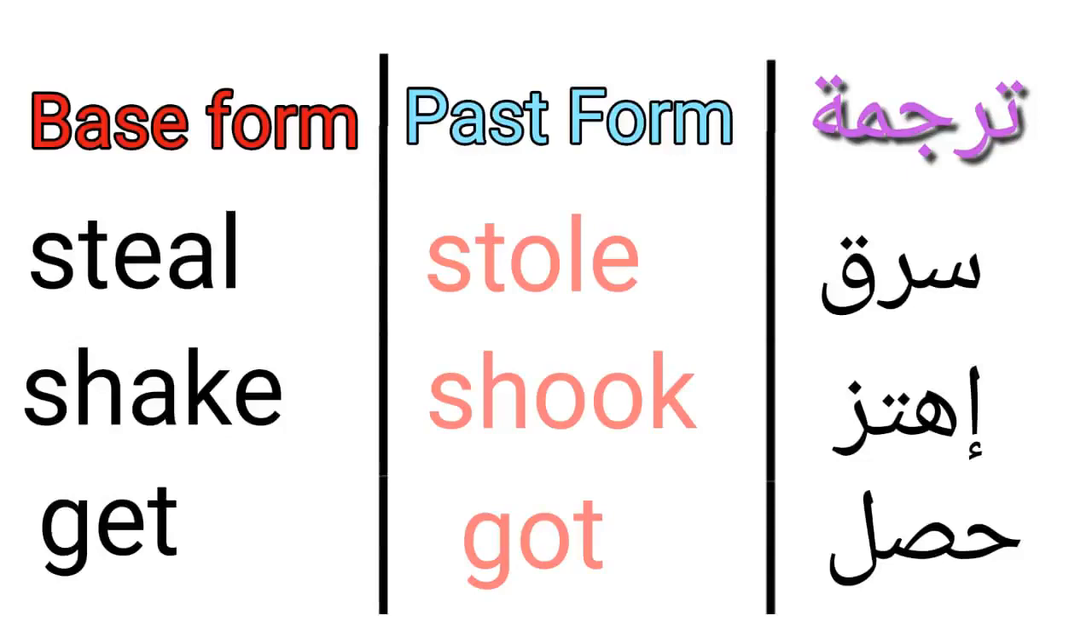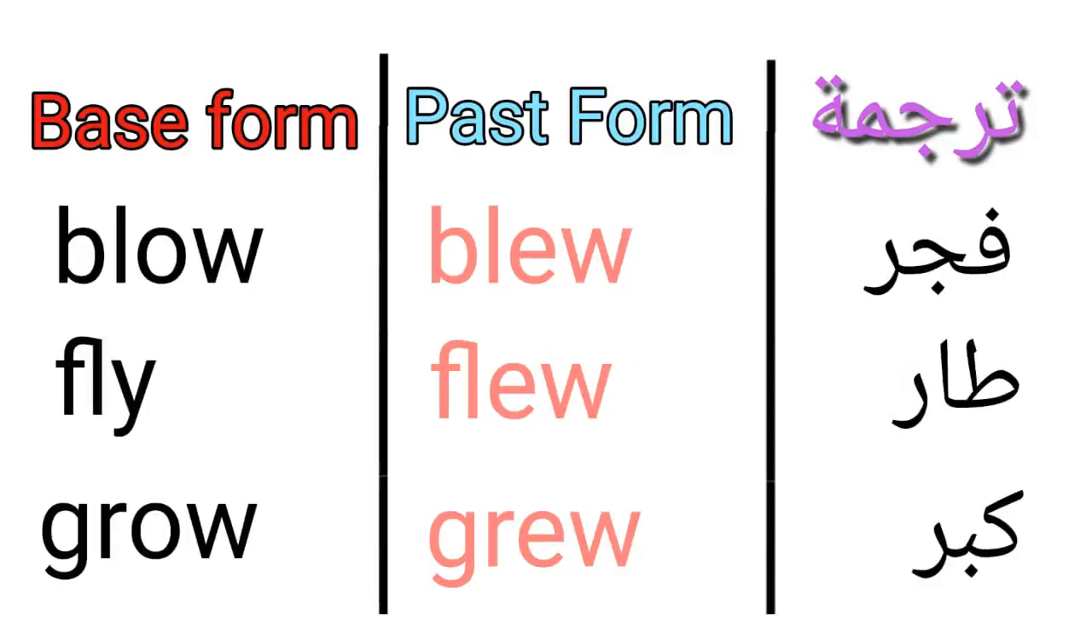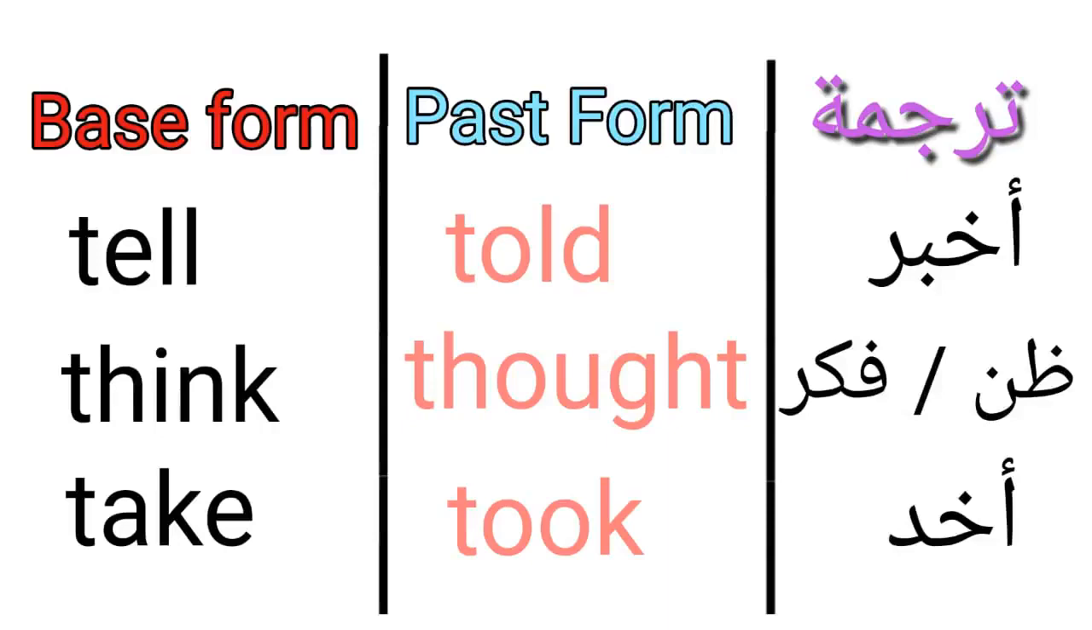Verb to shake, which means اهتز, shook. Verb to get, which means حصل, got. Verb to blow, which means فجر, blew. Verb to fly, which means طار, flew. Verb to grow, which means كبر, grew. Verb to tell, which means أخبر, told. Verb to think, which means ظن أو فكر, past form thought. And verb to take, which means أخذ, past form took.